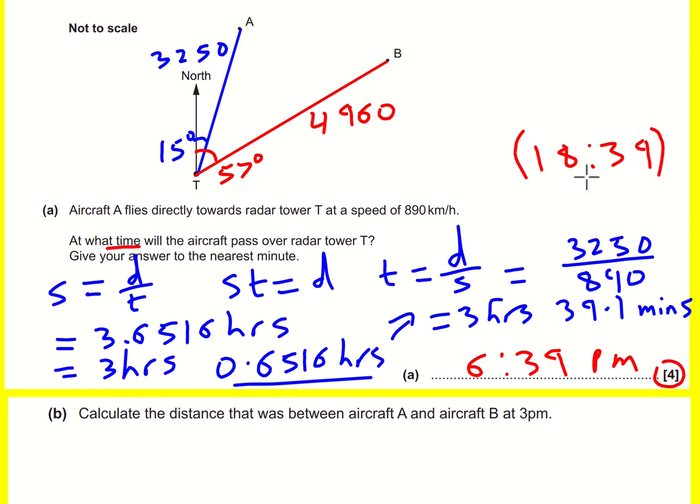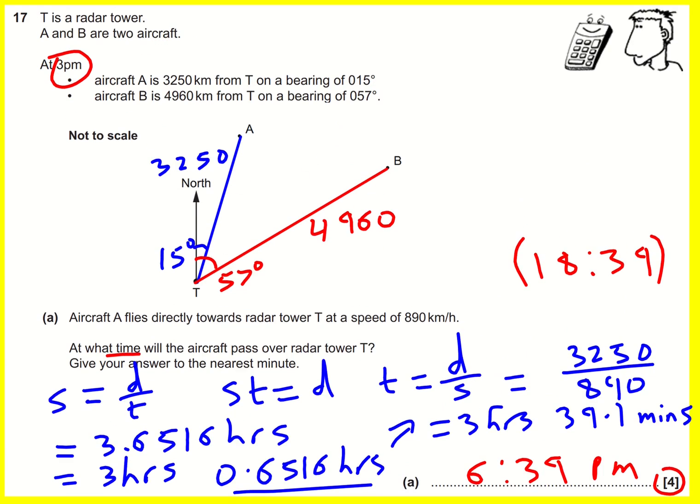Next part, calculate the distance between aircraft A and aircraft B at 3 p.m. So back to the original setup. And what I'm interested in is this length here in green. Okay, there's quite a lot going on in this diagram, but what are the crucial things? Well, I've got two lengths. I don't have a right angle, but I do have a triangle. And I can figure out this angle in green because it's just going to be 57 minus 15. It's going to be 42.